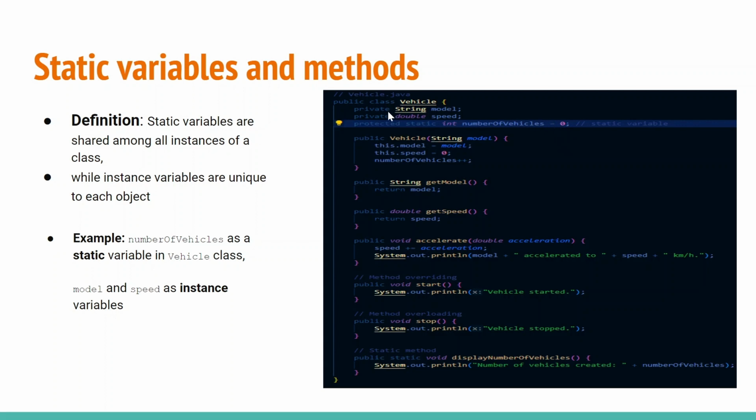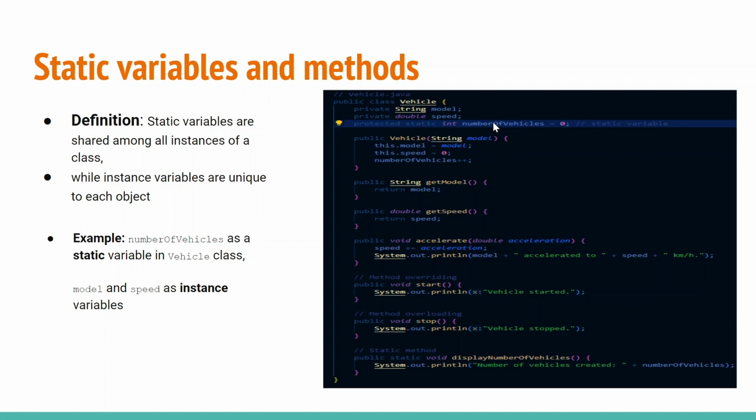Whereas these two member variables will have their own instances for each object. So objects will not share this information, whereas the vehicle objects will share this static information. If we increment it, that gets incremented. If we decrement it, it will be decremented.